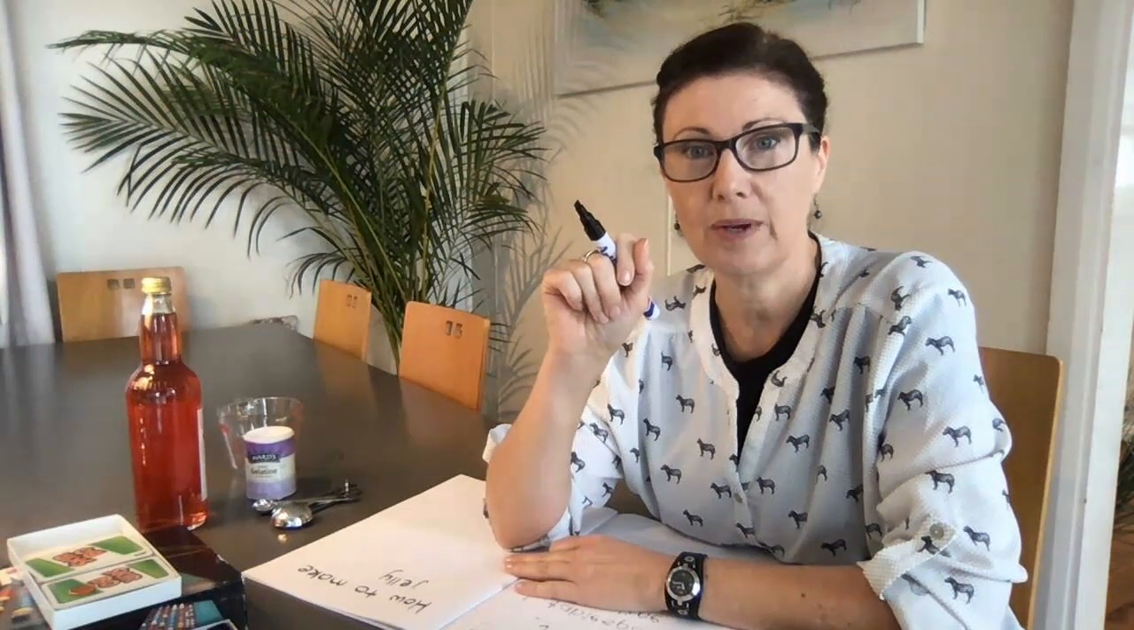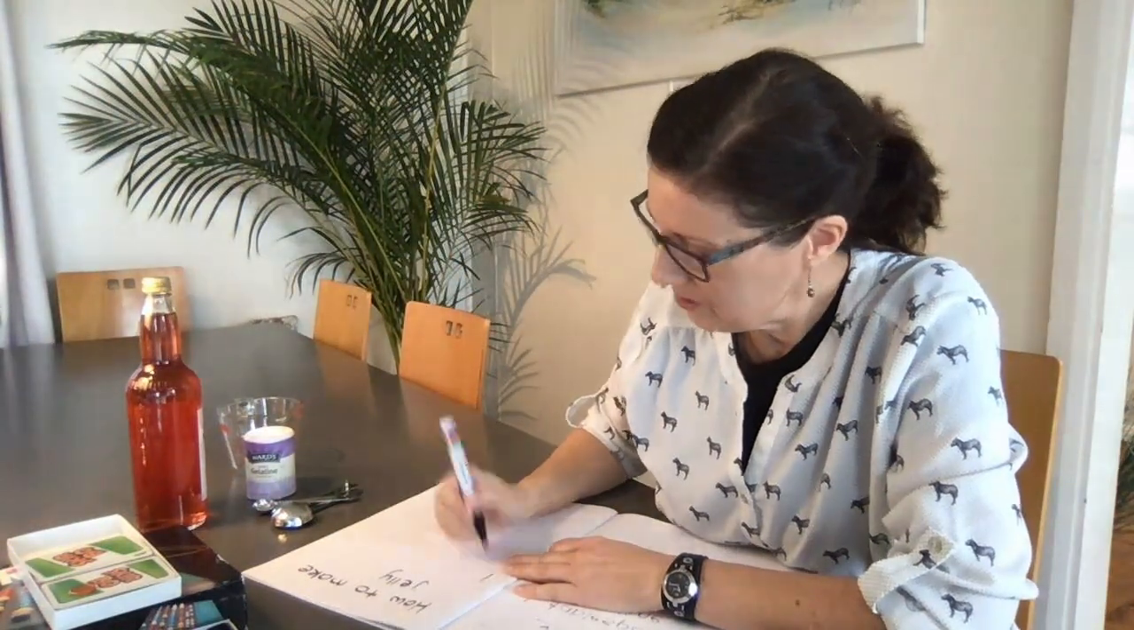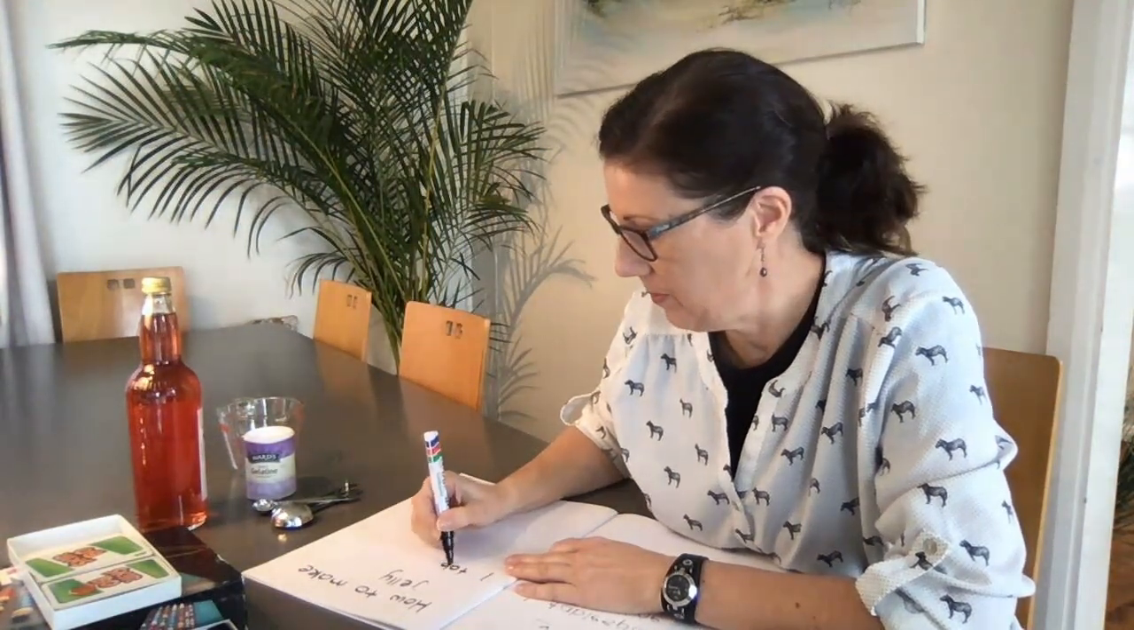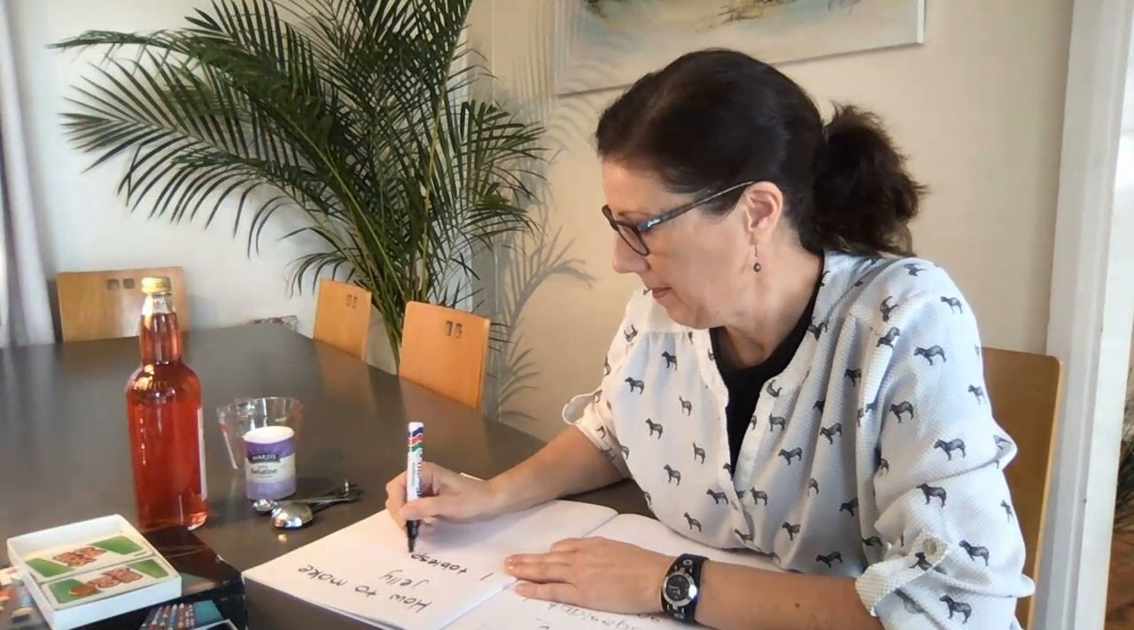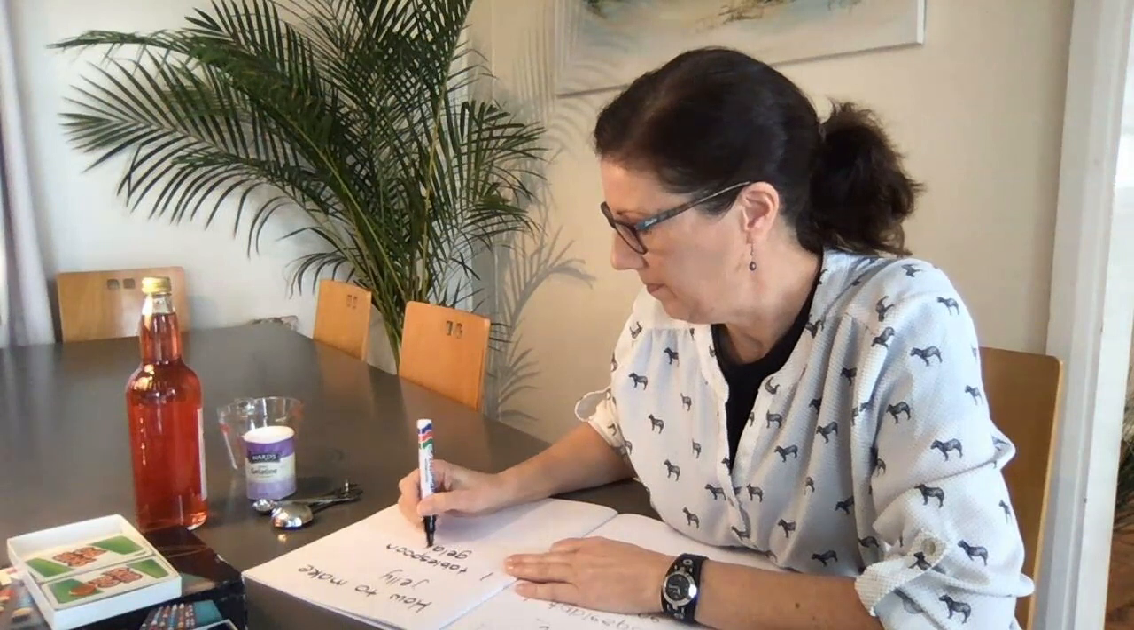How many strokes do I need to put? 1. Okay, so I'll put 1 stroke. I'll write the word tablespoon of gelatin.